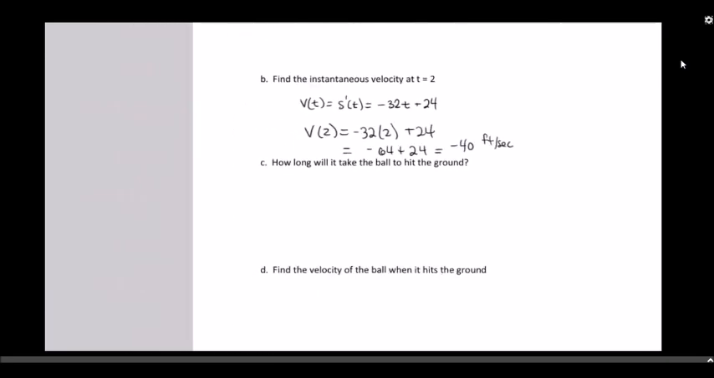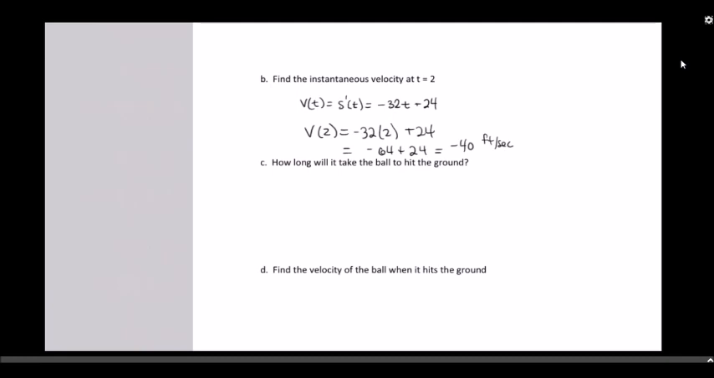Now, part C, how long will it take the ball to hit the ground? How long will it take is a question of time. How long will it take means we're trying to find a measurement of time. So we need to solve an equation for t. But which equation? Do we solve the velocity equation for t? Do we solve the position function? How long will it take for the ball to hit the ground?